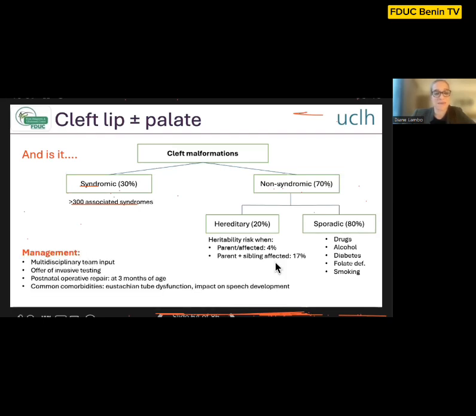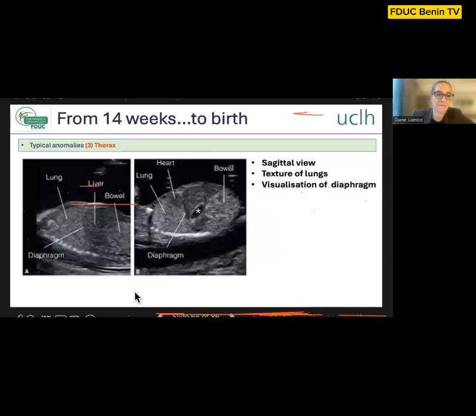And in terms of how you manage cleft, it's multidisciplinary team input. So usually it's just about trying to support the baby with feeding following birth. They don't tend to have an operative repair until at least 3 months of age. You can offer invasive testing because, as I've said, especially if there's structural problems elsewhere, then this does tend to be associated with chromosomal abnormalities. And even if the karyotype is normal and the baby is otherwise well, then common comorbidities, because of the anatomy of the face, tend to include things like eustachian tube dysfunction and impact on speech development later in life.